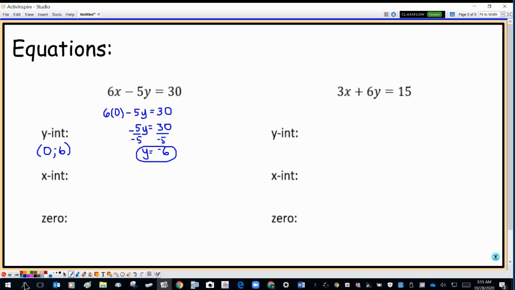For the x-intercept, let me change the colors here. For the x-intercept, remember the y value is going to be always 0. So then you copy the equation, but instead of y, you're going to replace it with a 0. Then 5 times 0 is 0, so we don't have to write that. So we just write 6x equals 30. Now we solve by dividing by 6. X equals 5. So then we know that our x-intercept is going to be 5, 0.